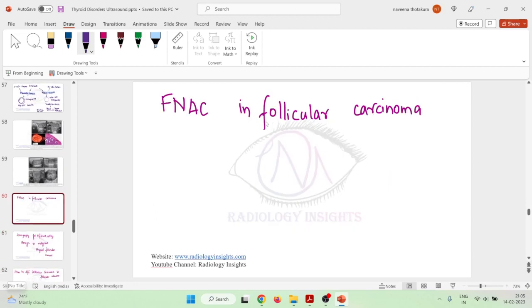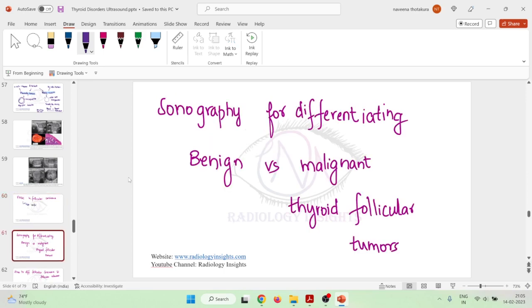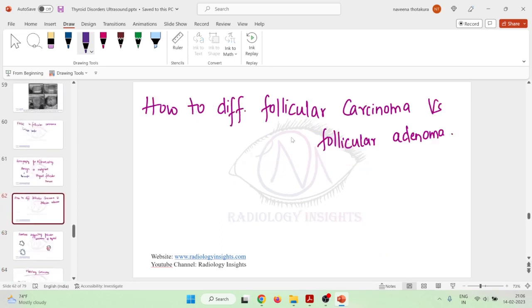Then, is FNAC diagnostic in follicular carcinoma? FNAC is not useful in follicular carcinoma. Then, what about sonography for differentiating benign versus malignant thyroid follicular tumors? Sonography, that is ultrasonography, is also not useful for differentiating the benign versus malignant lesions.